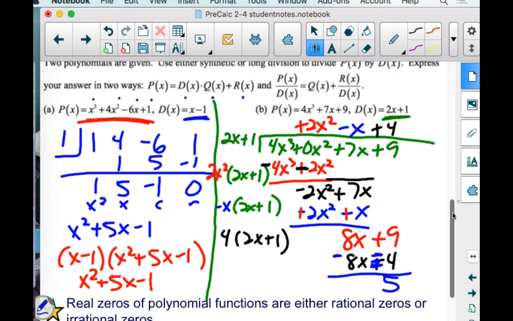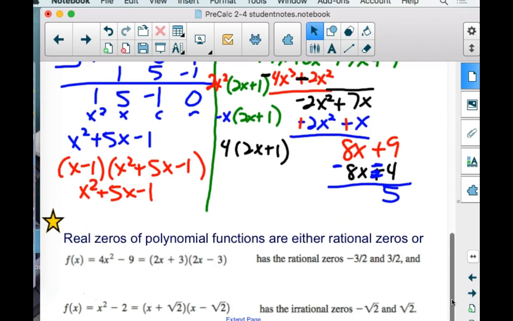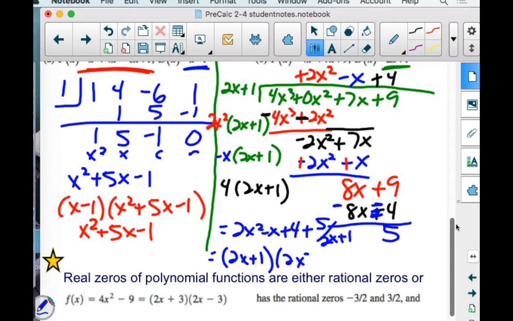So now I have to write this one two different ways, just like I did the other problem. Let me see if I can scoop this down just a bit. Pardon me. So the first answer would be, hey, this is what I just got. 2x squared minus x plus 4 plus 5 over 2x plus 1, the divisor. So that's the way we've always written these in the past. Now, if you wanted to check this, you would have to take 2x plus 1 times the new information we just had, 2x squared minus x plus 4, and then you would have to add the remainder of 5.